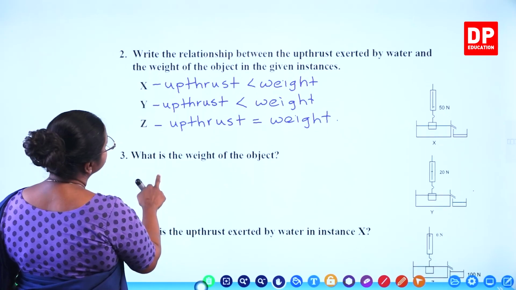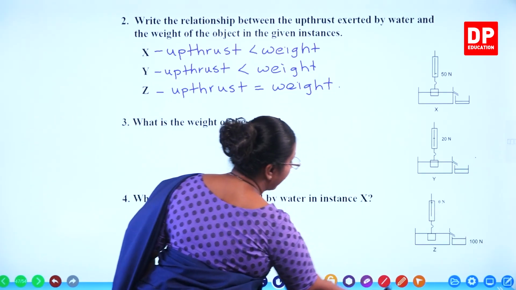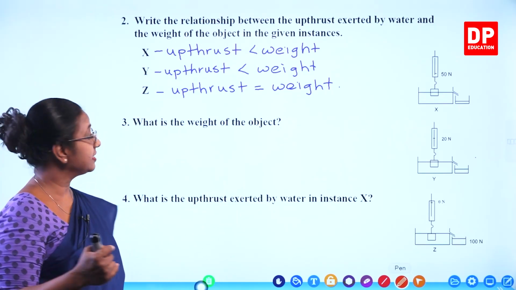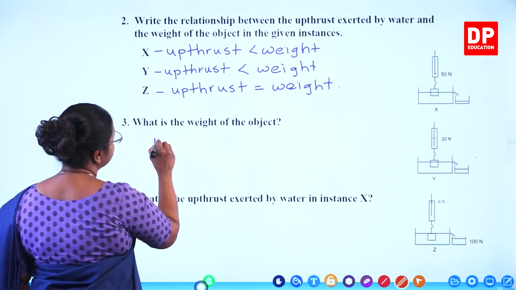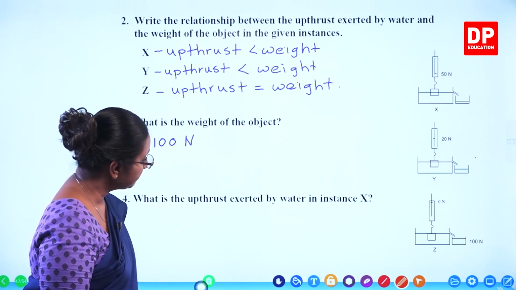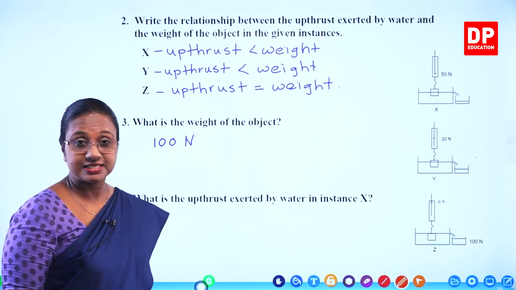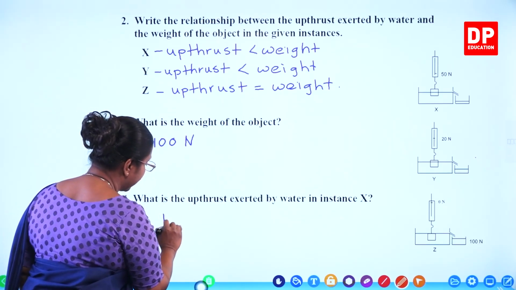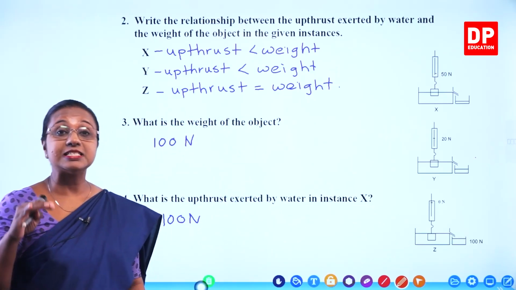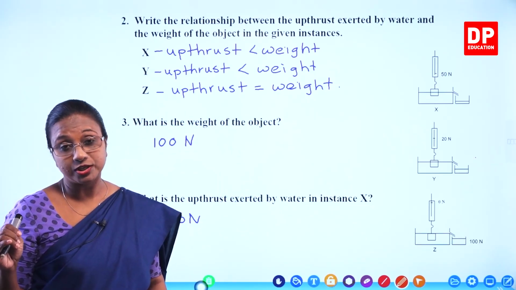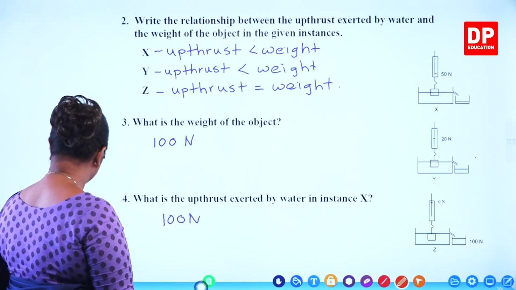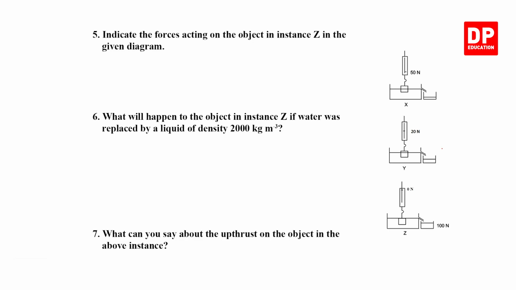Then the next one. What is the weight of the object? We have already discussed the weight of the object, that is 100 Newton. What is the upthrust exerted by water in instance Z? That is 100 Newton. Why? Upthrust is equal to weight. That is when it is completely immersed in water. So you can understand all these calculations. With that, students, we will move on to the next part of the question.